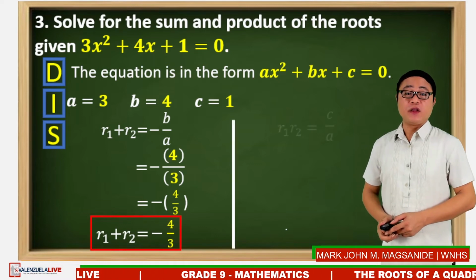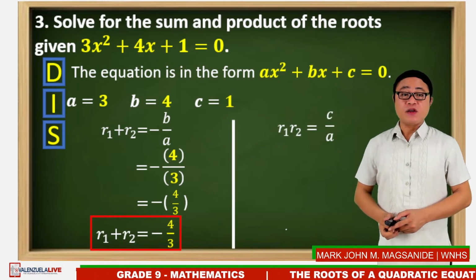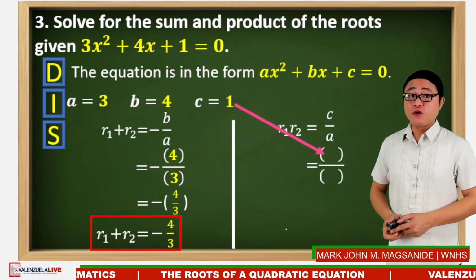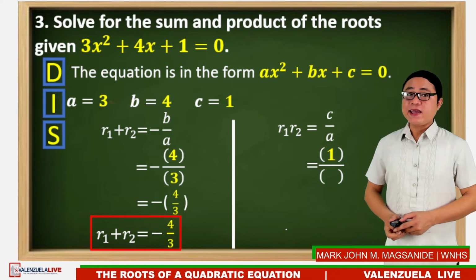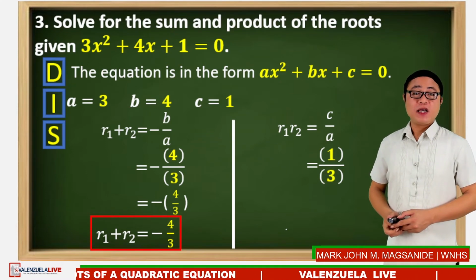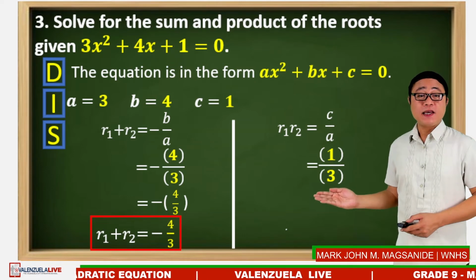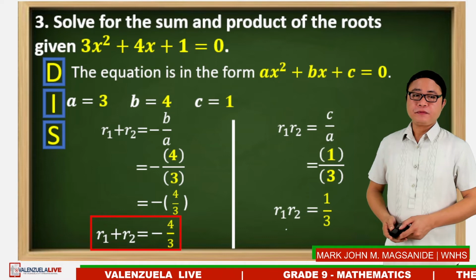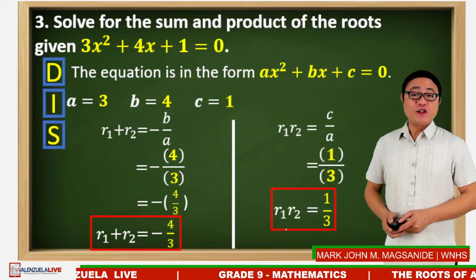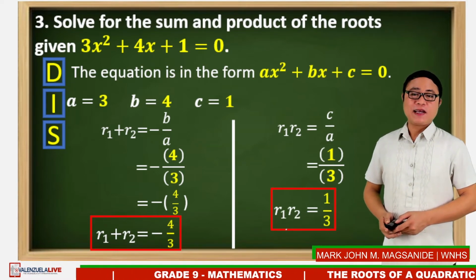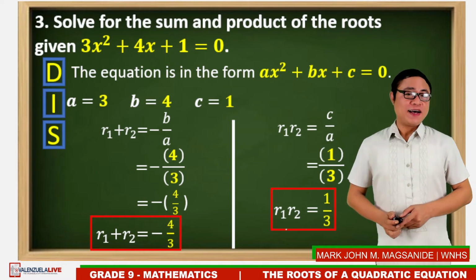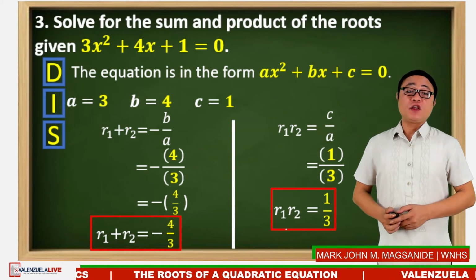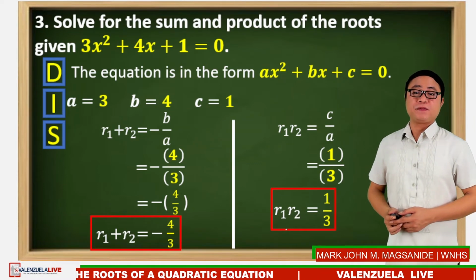And now for the product of the roots, substitute the value of C and A. C is equal to 1 and A is equal to 3. Then 1 divided by 3 is 1/3. Therefore, the product of the roots is equal to 1/3. I hope that you can find now the sum and product of the roots independently. We can now proceed to the last part of our discussion today.